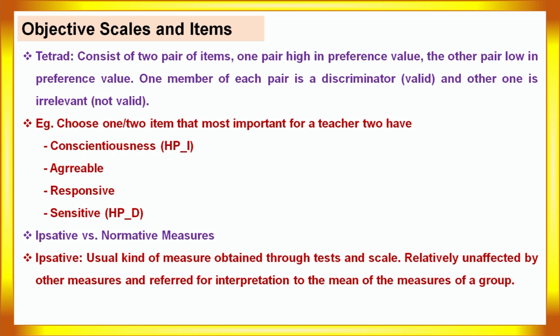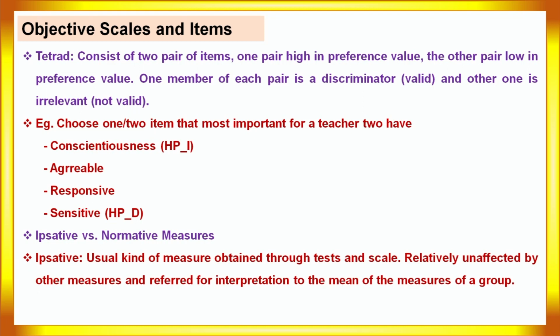Now, one of the items, conscientiousness, is high in preference value, but it is not valid. It is irrelevant. On the other hand, sensitive is again high in preference value, and that is a discriminator. In the case of agreeable and responsive, one is irrelevant and the other is valid, or a discriminator. Now, the respondent has to choose the best preferred and least preferred trait from these four options.